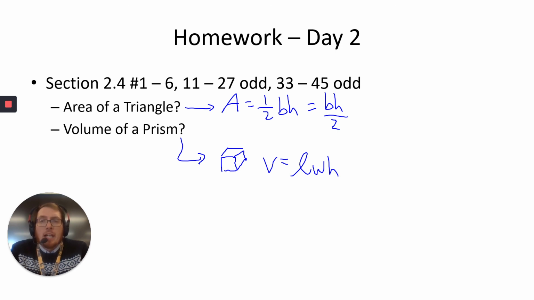If you need an area or volume question, here's a few that you might need. Area is 1/2 base times height, or base times height divided by 2 for a triangle. Remember, volume of a prism depends on the type of prism, but if you're just looking at a box, a rectangular prism, it's just length times width times height. If you need other formulas like that, I would encourage you to look them up and just search for them, either in your textbook or online, because there's a lot of information about those available to you.